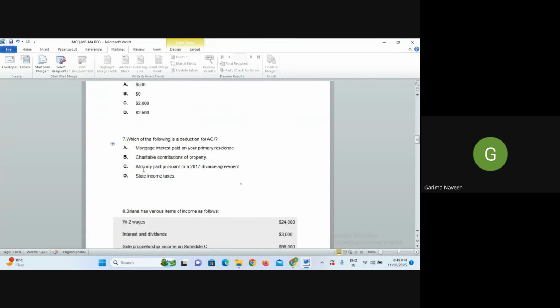Next is: which of the following is a deduction for AGI? So from AGI, what can you deduct? Mortgage interest, charitable contribution, alimony paid pursuant to a 2017 divorce agreement, or state income taxes. They are asking what should be the above the line deduction.